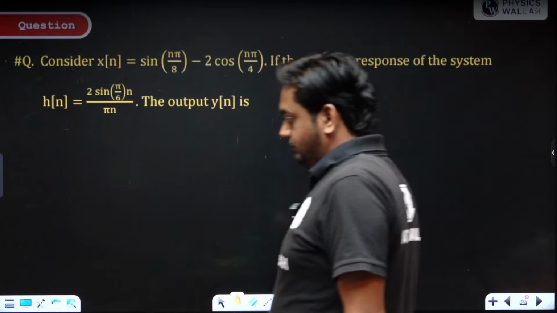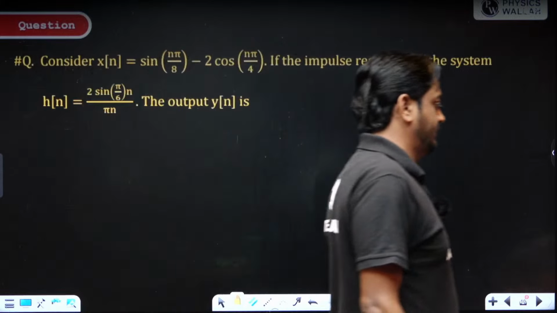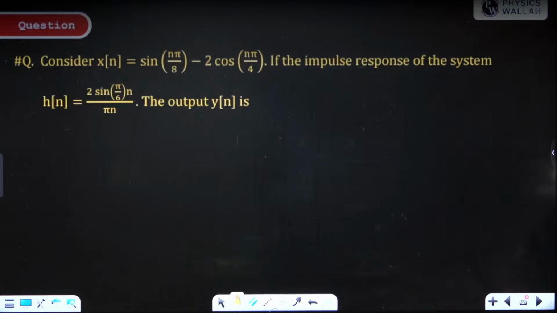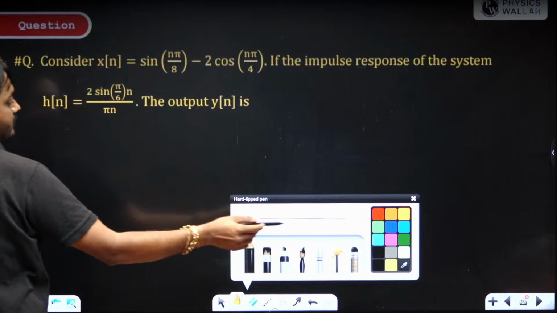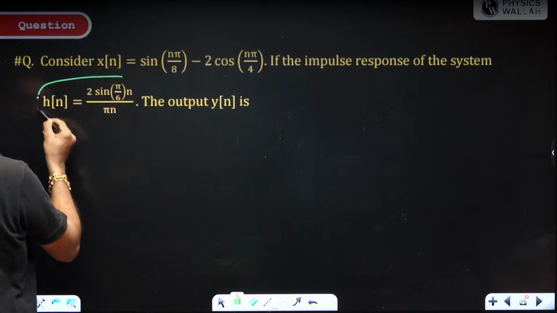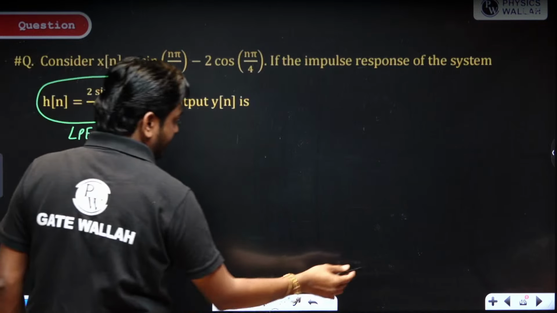Now the same concept of low pass filter applies for the DTFT also, the discrete time Fourier transform. Okay, same concept applicable for the DTFT. Again see, same thing, guys. Here, by looking at this, you will come to know that this is the impulse response of a low pass filter. Okay.